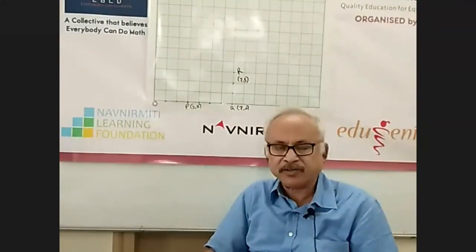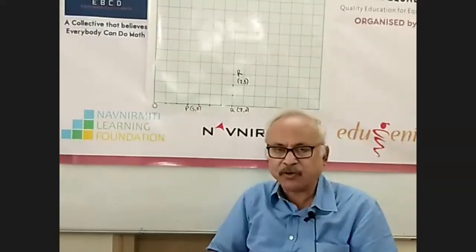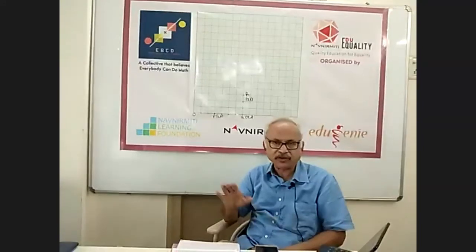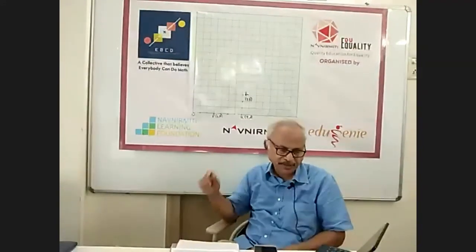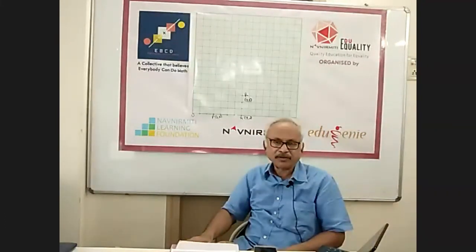Has everybody understood this? If there is anybody who has not understood it, please raise your hand and ask your question. Sir, I didn't understand this. How did you get the 7, 0? Okay. The question is, why did we get 7, 0?